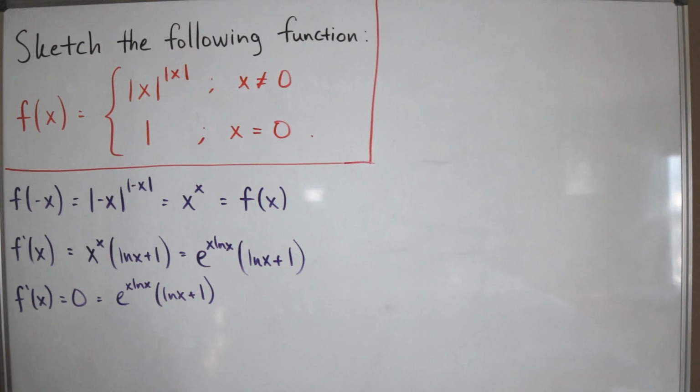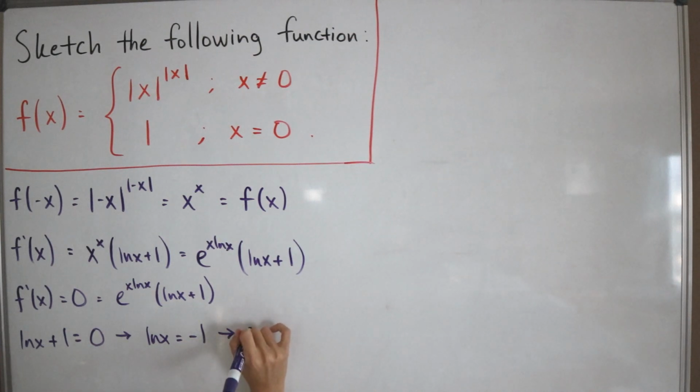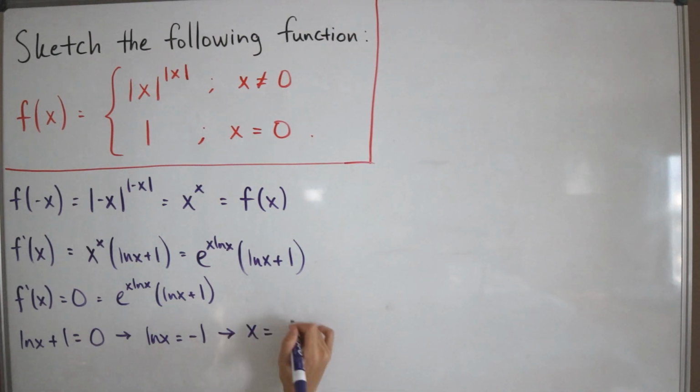So now what's left is to find where ln of x plus 1 is equal to 0. No harm done, this is very simple algebra. Subtract the 1, then I have ln of x is equal to -1. Just take the exponential to both sides, so the e base, and therefore we have that x is equal to e to the -1, or in other words, 1 divided by e, approximately 0.367.